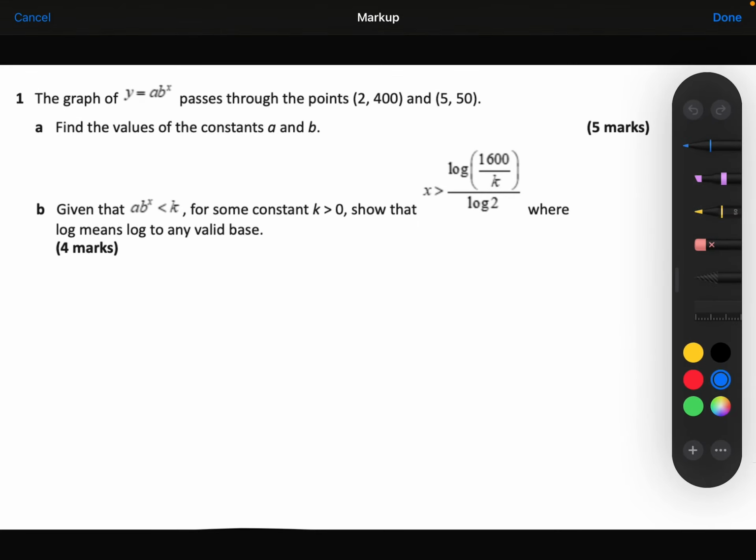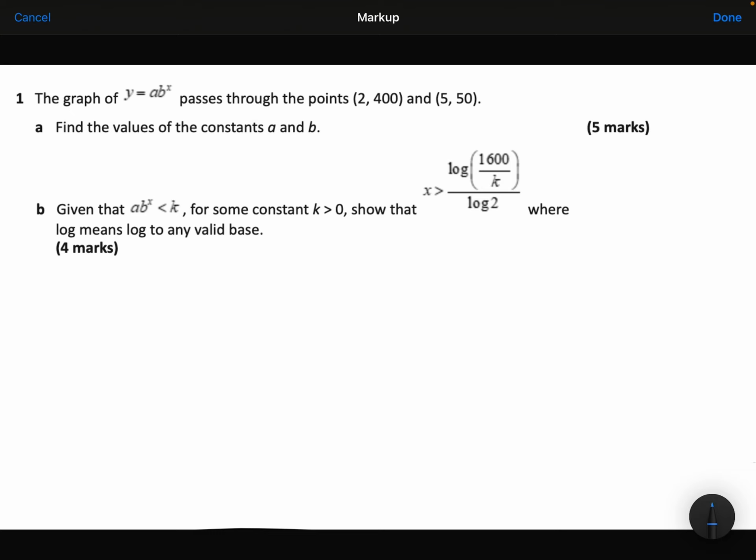The graph y equals ab to the power x passes through the coordinates (2, 400) and (5, 50). Find the values of a and b. So x is 2 when y is 400, so let's substitute that into the formula. And x is 5 when y is 50. Let's substitute that into the formula.